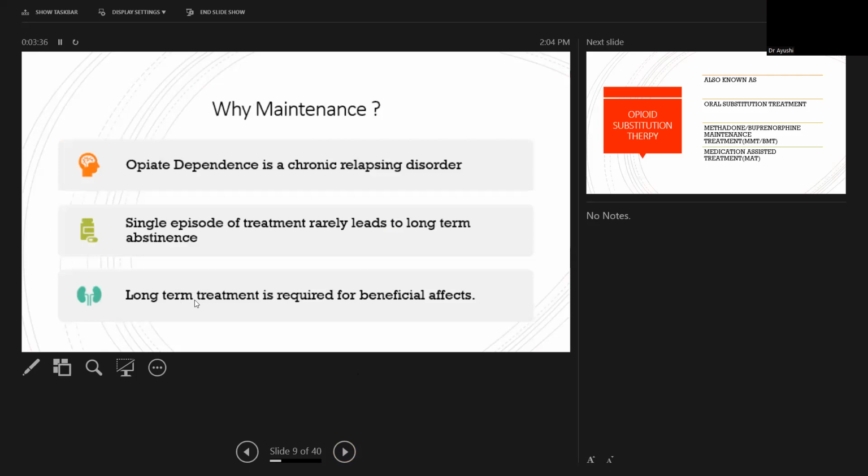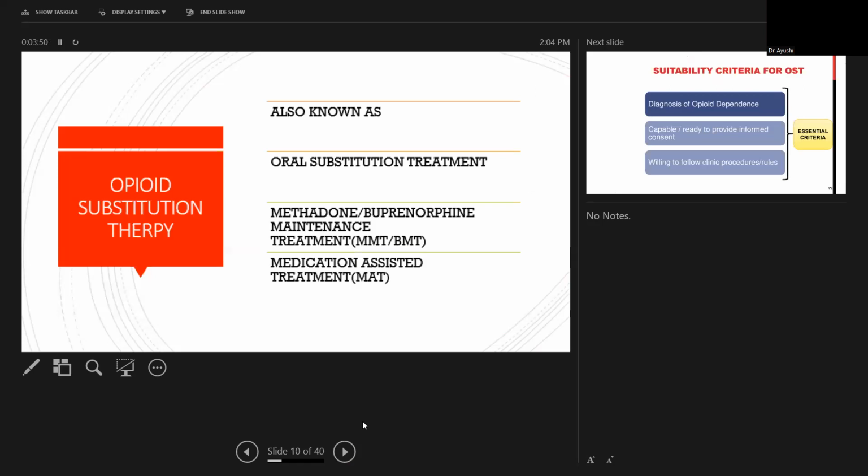Now, why do we need maintenance? Because opioid dependence is a chronic relapsing disorder. So suppose we give treatment only for withdrawal symptoms, then the patient will relapse if we give it for a short treatment. Therefore, long treatment is required. So with maintenance treatment, we give opioid substitution therapy. It is also known as oral substitution treatment, also known as methadone or buprenorphine maintenance treatment. Some people also call it medication-assisted treatment.